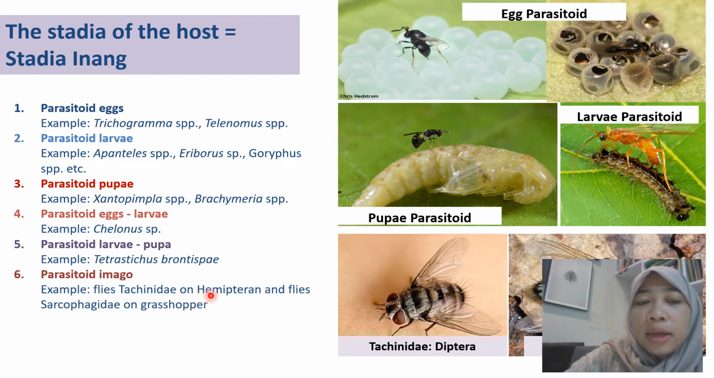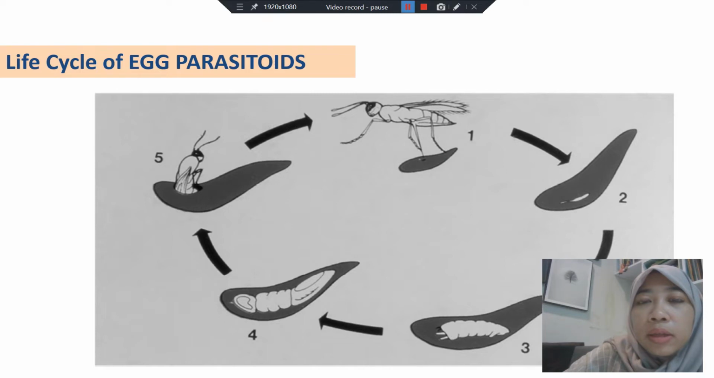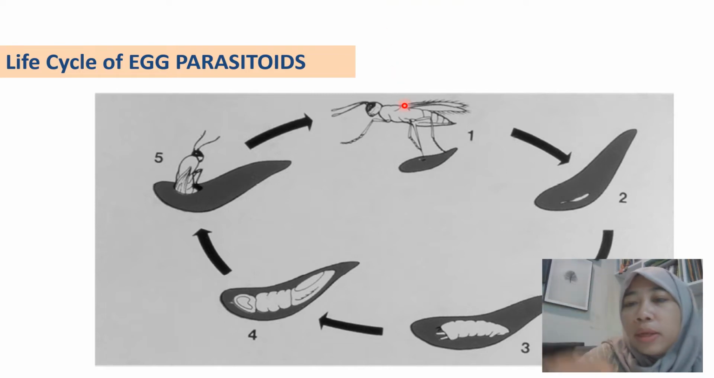The adult of the host can still be parasitized by other insects from Diptera. This is the life cycle of the egg parasitoid. The egg could be like this. The egg is not only round in shape, but it could be like this. This is the egg of the pest, and this is the parasitoid.